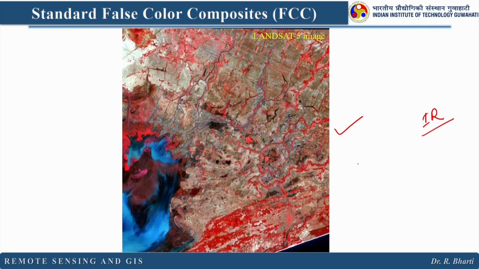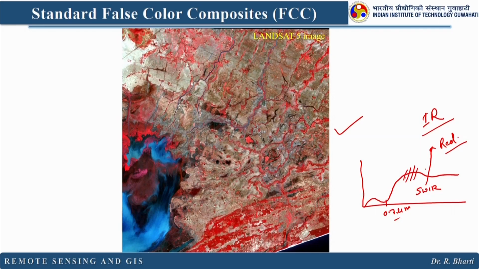Now, do you remember that vegetation curve? That it was something like this, and this is basically SWIR. Now, this is 0.7 micrometer. So, you have assigned red color to this particular band. So, your vegetation will appear in red because they are having maximum reflectance in this particular area.